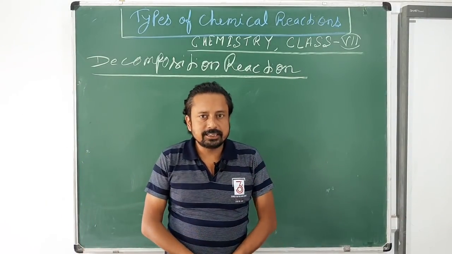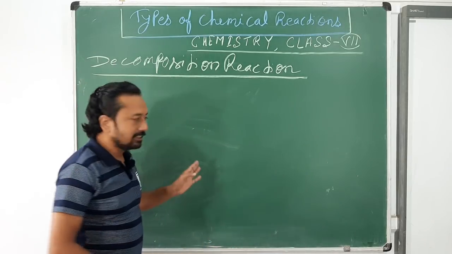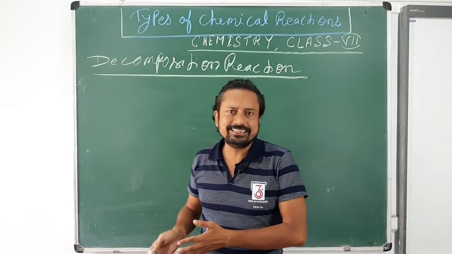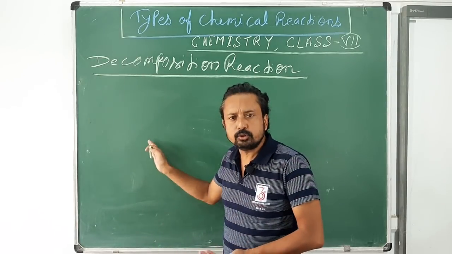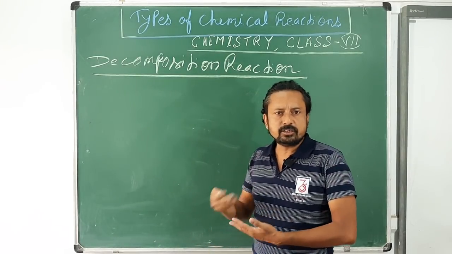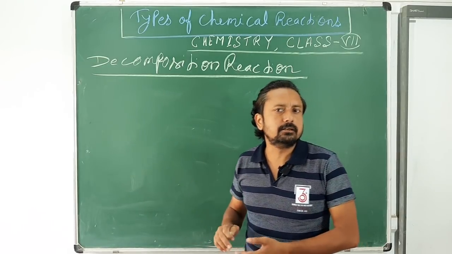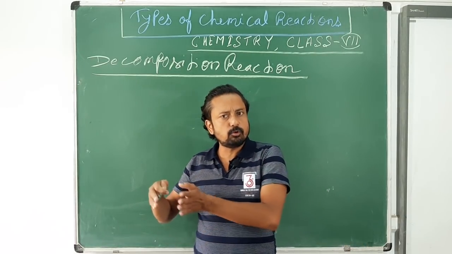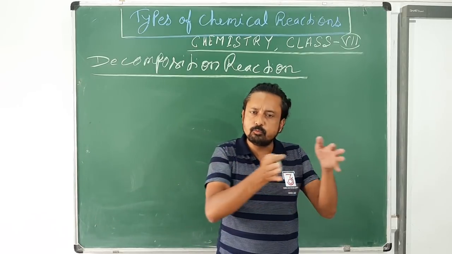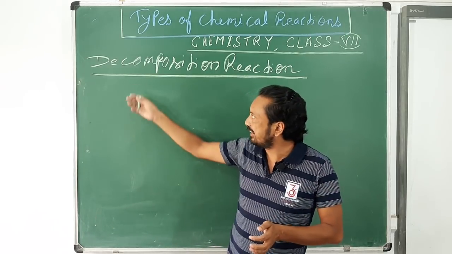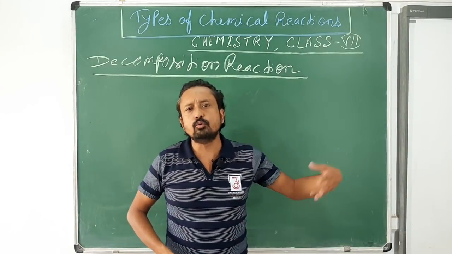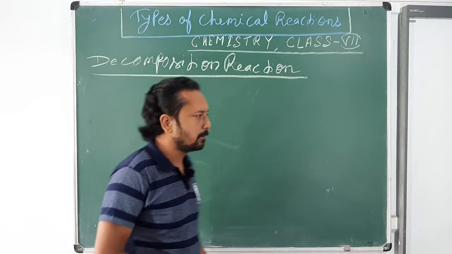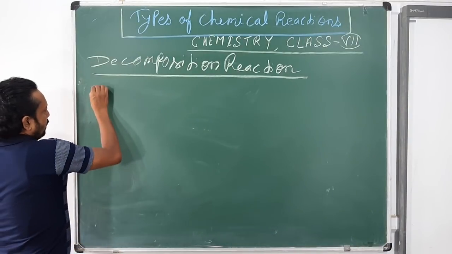So decomposition reactions are those chemical reactions in which one reactant decomposes and forms two or more different compounds. Decomposition is basically the reverse of a combination reaction, because in a combination reaction two or more reactants combine together and form one new single product, and in a decomposition reaction one reactant decomposes and forms two or more different products.